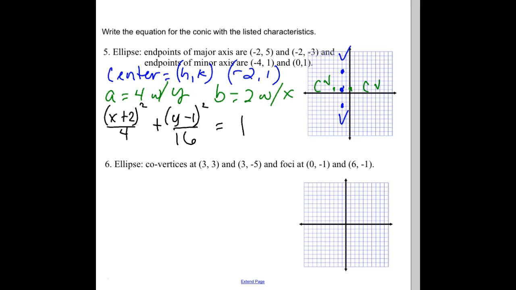So you actually have a little less work on these questions. You don't need to find quite as many pieces.